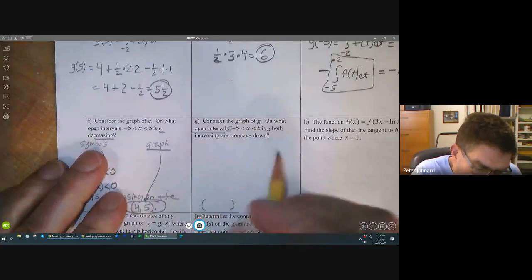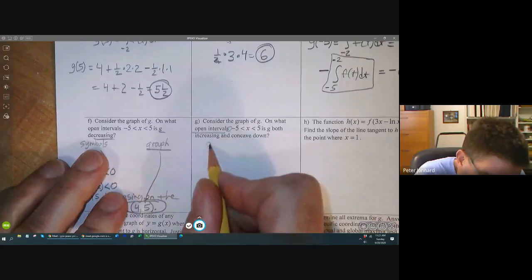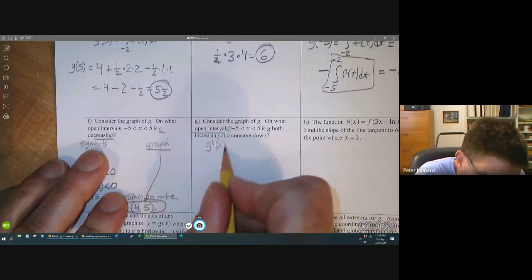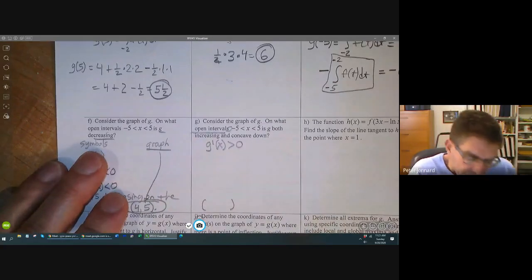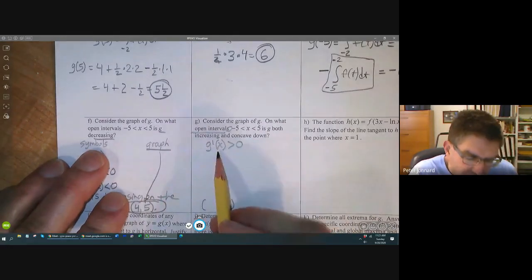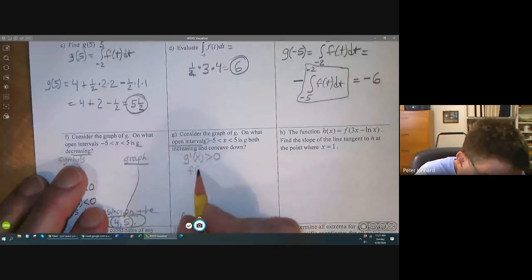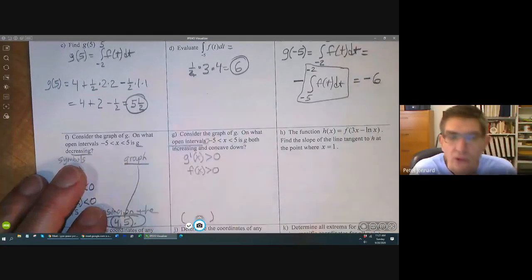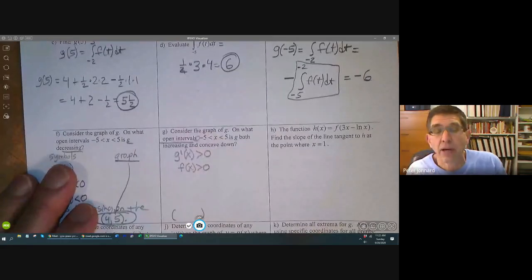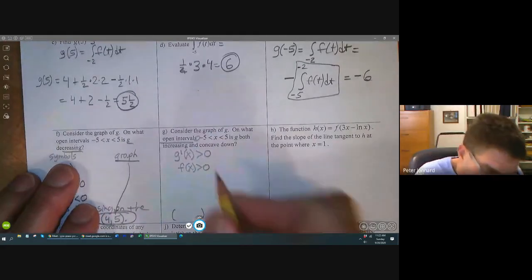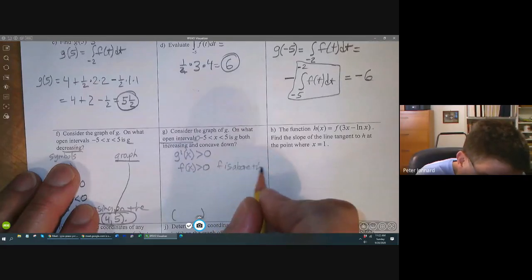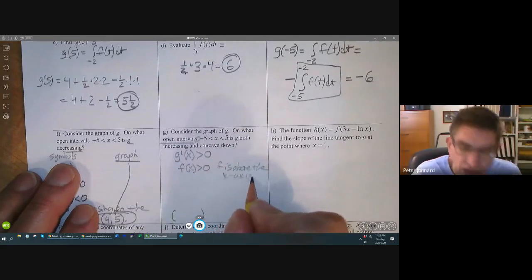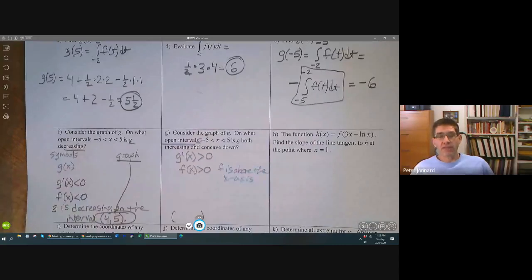Let's think about this. For G to be increasing, we need G prime of X to be greater than 0. That's the first order of business. And we've already established that g prime of x is f of x. So f of x has to be greater than 0, or graphically, it has to be above the x-axis. That's our first condition. We have to look for places where f is above the x-axis.